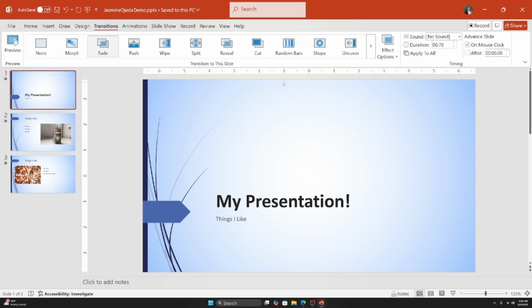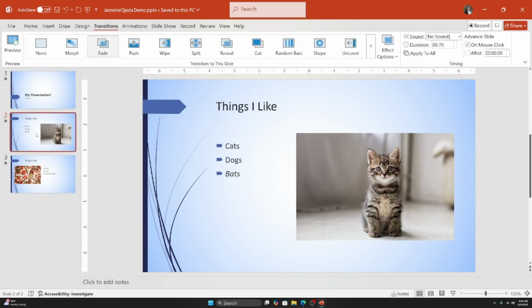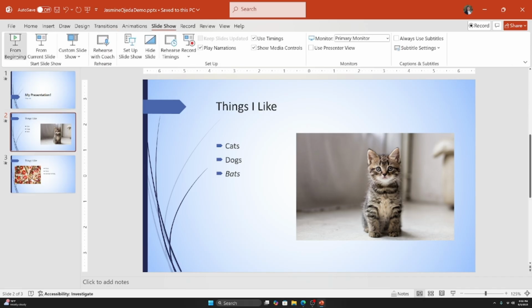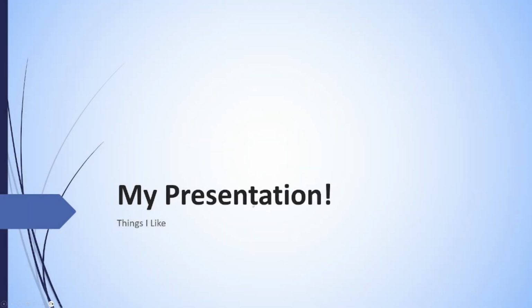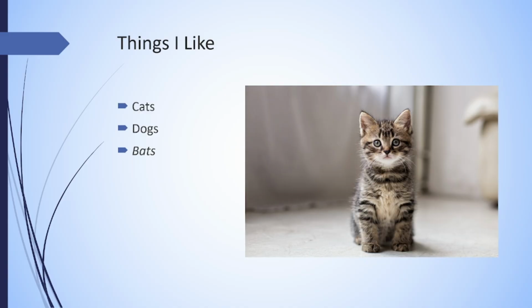But again, there's a lot more you could do with transitions. For example, I could make them all vary. Let me select 2, and instead of a fade, let me do a push. So now when I start this from the beginning, the first slide fades in, but when I click on the mouse, this one pushes it up. Let me go ahead and click escape.